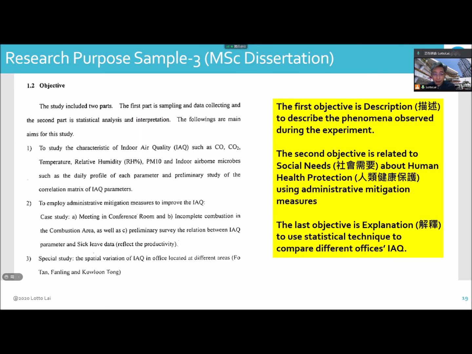I also identified the objectives in the research. The first objective, also in the experiment, was to describe the phenomena observed. The second objective is related to social needs and human health protection, using administrative mitigation measures to reduce or avoid poor indoor air quality or out-of-spec conditions. And the last objective is how to explain different office IAQ phenomena using statistical techniques.